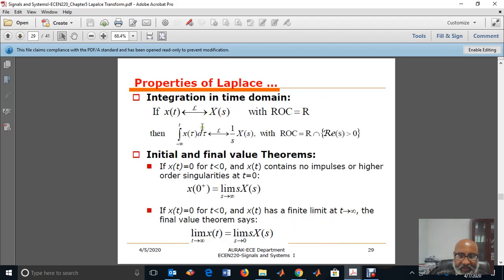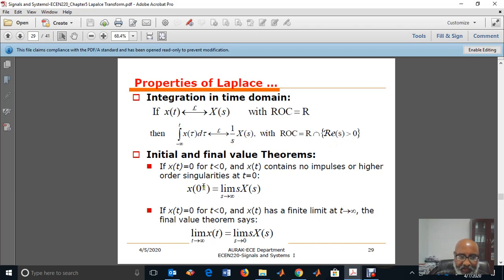Integration property. If x of t has transform X(s), then the integral from minus infinity to t of x of tau d tau has transform 1 over s times X(s). And the region of convergence is the region of convergence of X(s) intersection the region of convergence of 1 over s, which is real part of s greater than 0.